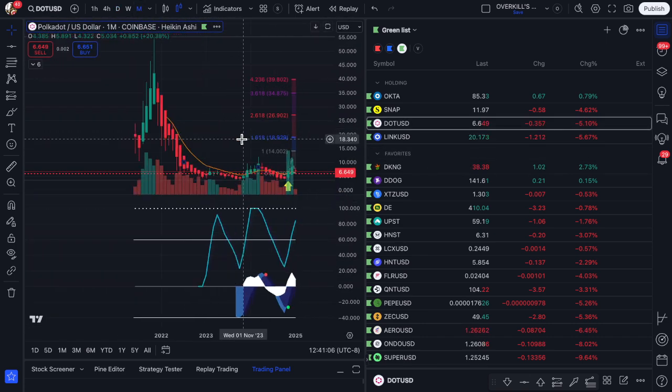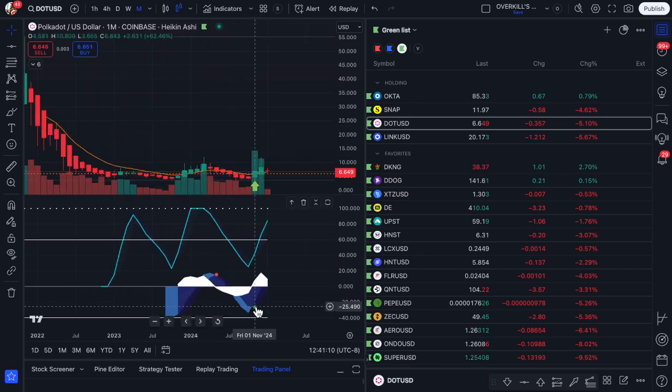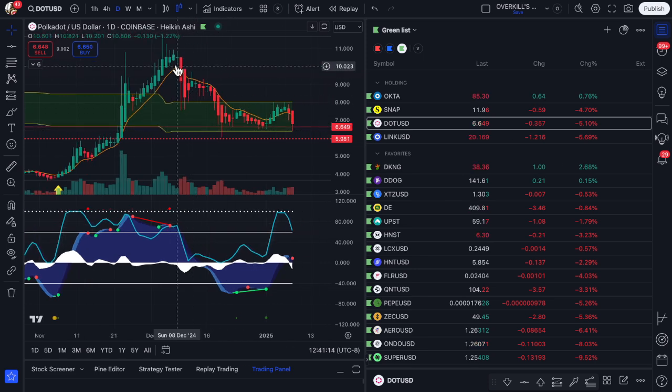Okay, Polkadot, this is one of my positions currently I'm holding. Okay, you can see that the monthly dot is green here. So I am long on the position. Okay, long on the position. You can see it pulled back all the way down to the bottom of the golden zone here at $6 and bounced. Okay, so we got a bounce there, and now we're pulling back into it here.